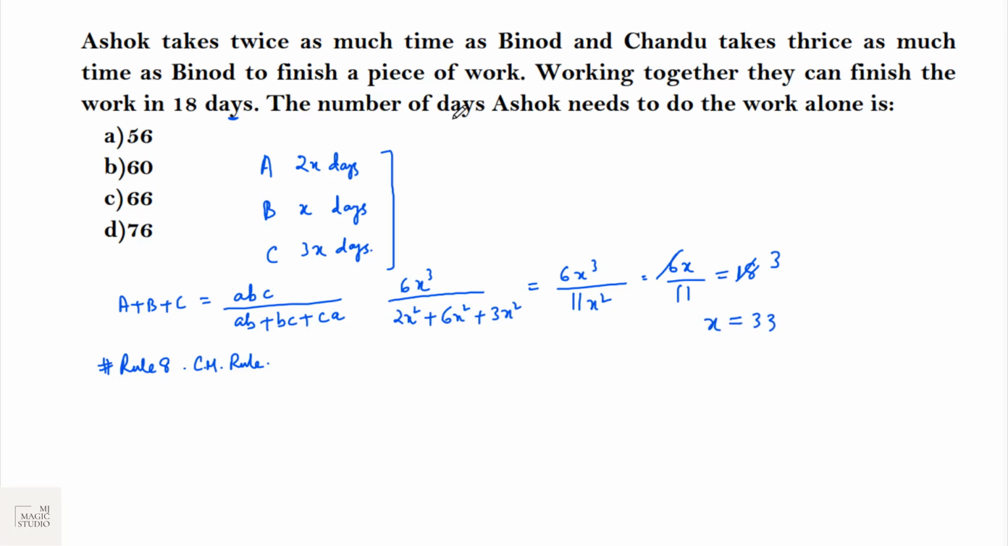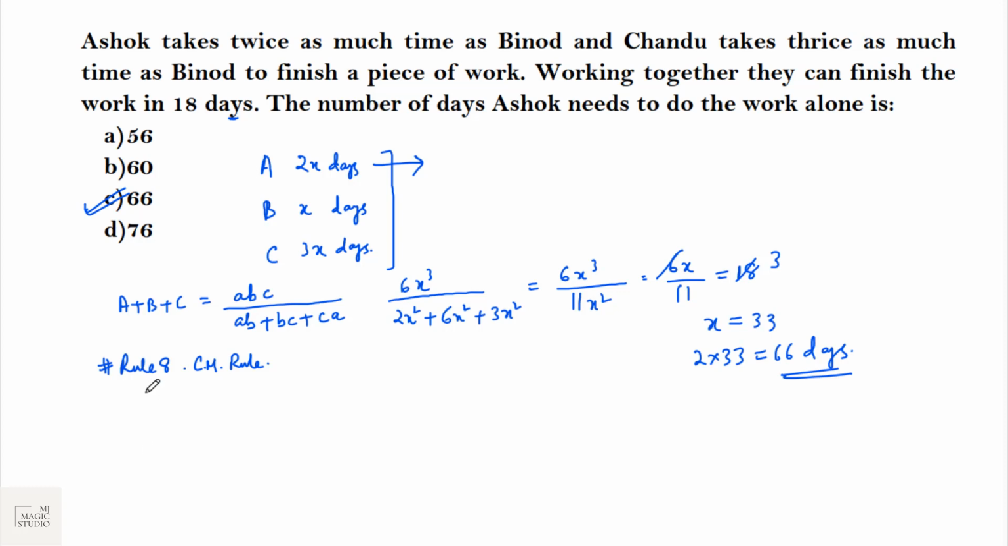Now what is the question? The number of days Ashok needs to do the work alone. So Ashok needs 2x days to do the work alone. So 2 into 33 is 66. So Ashok will take 66 days if he is working alone. Option C is the pick.